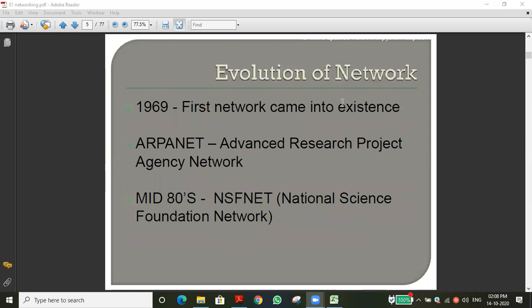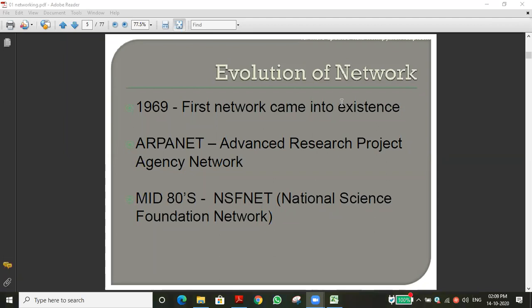So, evolution of networks. When did networks start? That's what we are going to see. The first network came into existence in 1969, but it did not begin in 1969. Previously itself, America had taken a giant leap into networking.